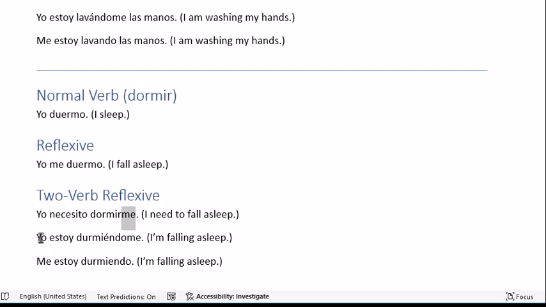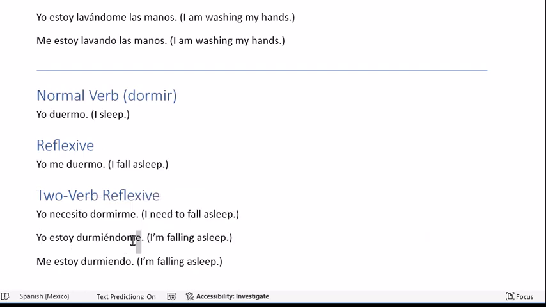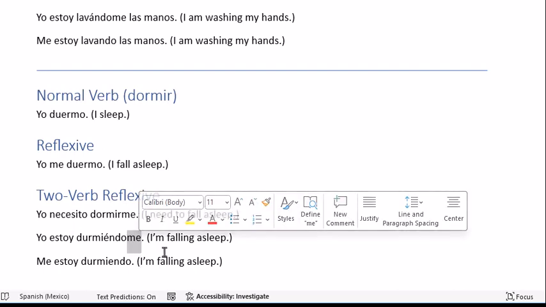All right, your friend calls you really late on the phone and says, what are you doing? And you're like on the verge of falling asleep. You're like, oh my gosh, I'm falling asleep. All right, so yo estoy, I am, durmiendo, I'm sleeping me. I'm doing that to or for myself. I'm falling asleep. Right? So anyway, it gets a little funny with the meanings on some verbs.